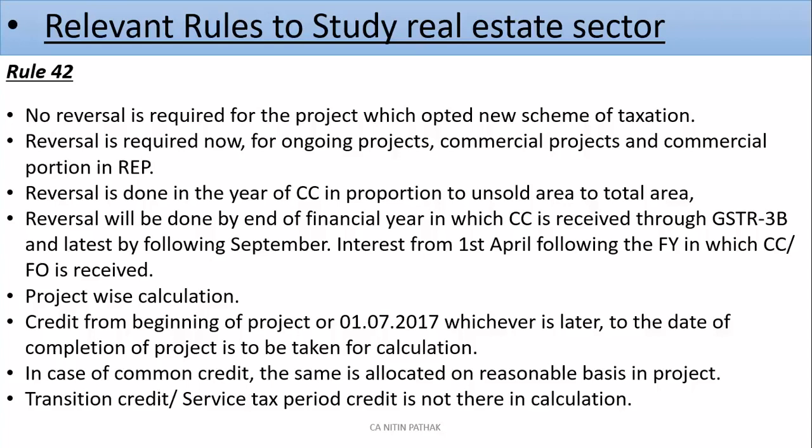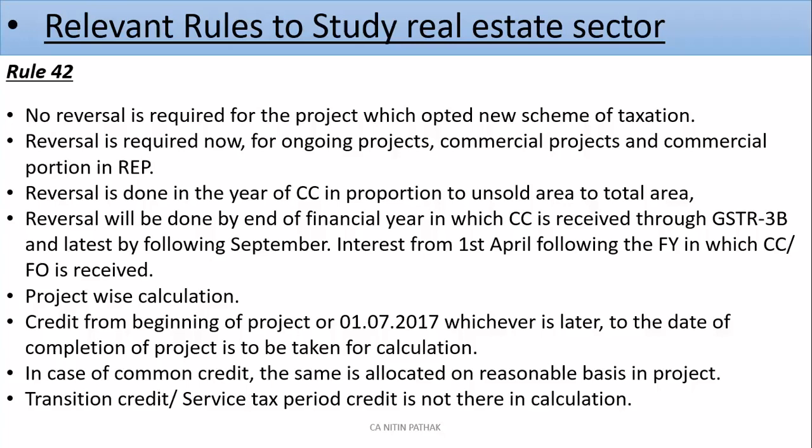But let me read it. No reversal is required. Reversal is required for an ongoing project, commercial project in RREP. RREP means where less than 15% of the total FSI is used for commercial or shop purpose. Then it would be RREP, and it would be chargeable at 5%. Otherwise it would be charged at 12%. Reversal is required to be done on the completion of the project, when the completion certificate is received, for unsold area. Reversal will be done at the end of the financial year in which the CC is received, in GSTR-3B. I am going to discuss this again later on for the purpose of clarity.